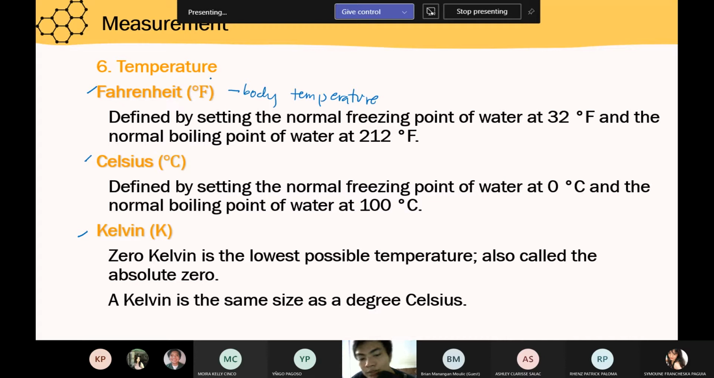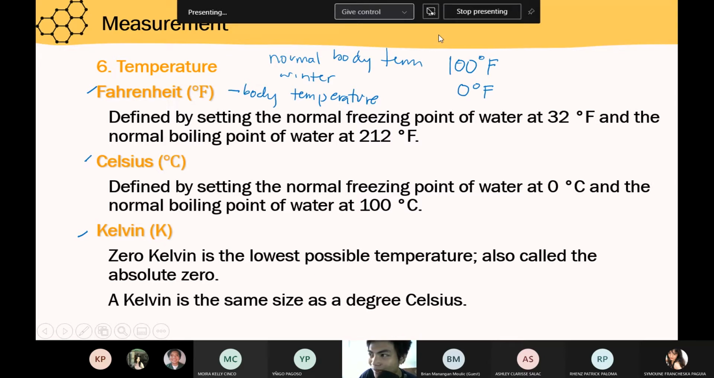Okay, so nag-set na lang siya ng random number. Okay, sabi niya, kapag normal body temp, 100 yon, 100 Fahrenheit. Ayan, normal body temp yon. And then kapag winter, sinasabi niya, that's 0 Fahrenheit. Okay, so ganun lang daw. Tapos anything in between, siya na yung nag-interpret ng kung ano-ano.